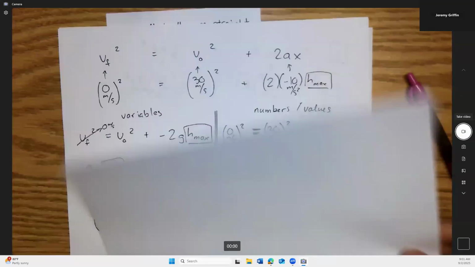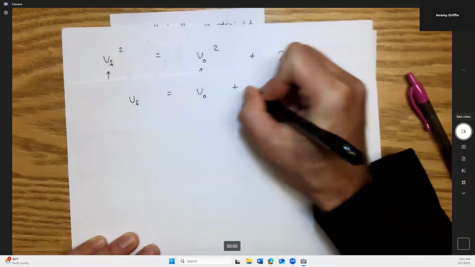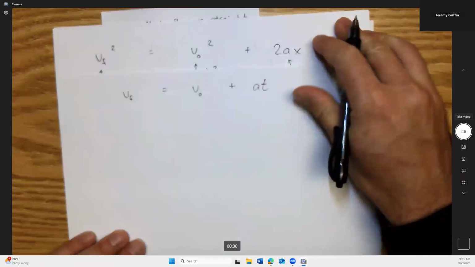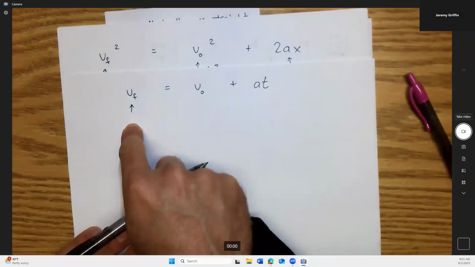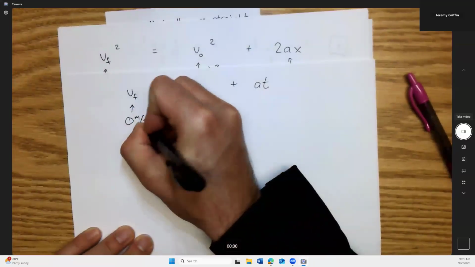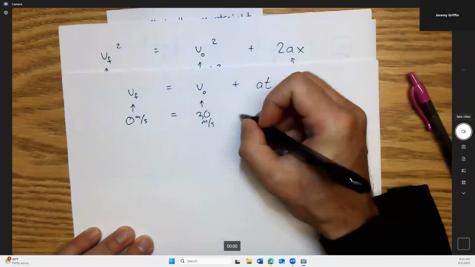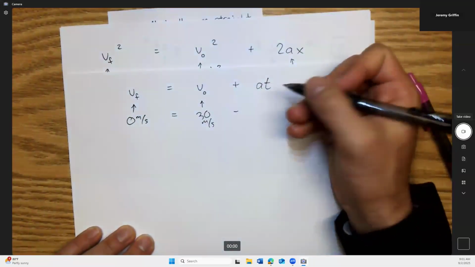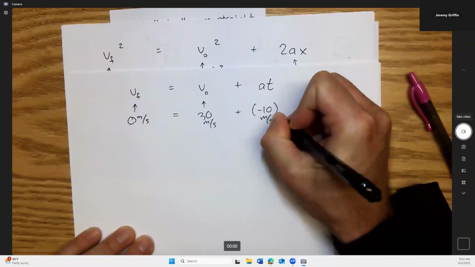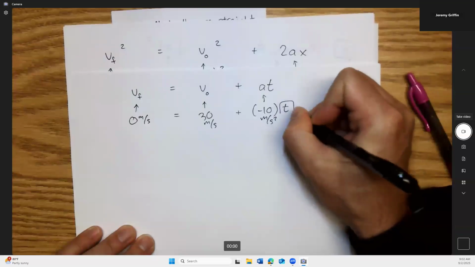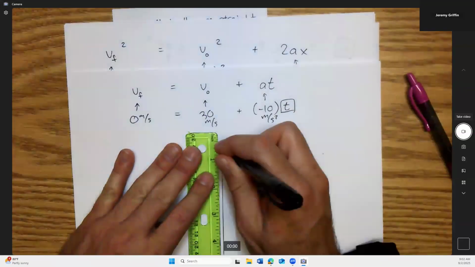So final velocity equals initial velocity plus acceleration times time. Okay. Now, you guys told me this is going to be equal to what? 0. Yeah, 0 meters per second at the top. This could be your 30 meters per second. And then plus negative 10 meters per second squared. And then t, we're solving for t. Okay, good.